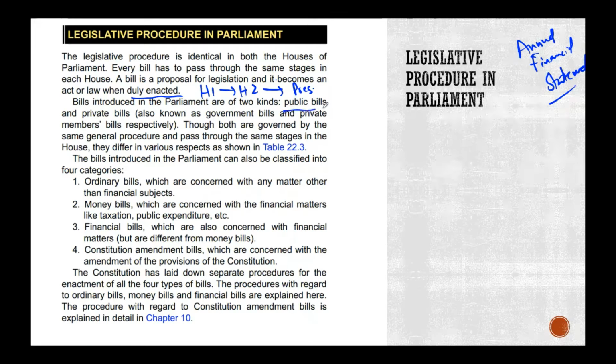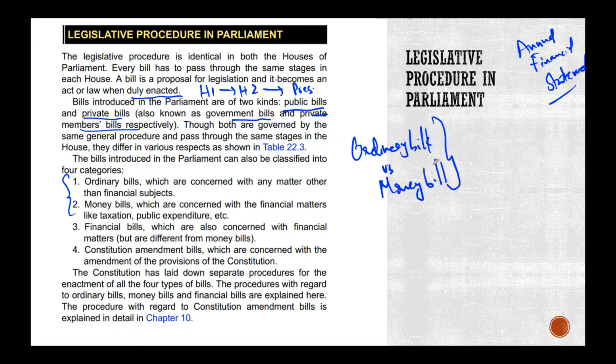Now you can have public bills or private bills, or government bills and private member bills. We just talked about this. An important distinction that you have to understand is between your ordinary bill and your money bill. Ordinary bill versus your money bill. This is an important distinction, so just remember that.